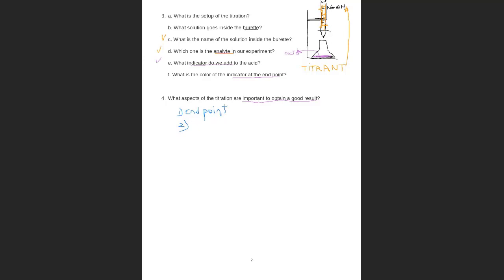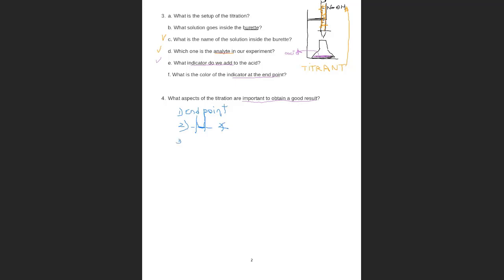The meniscus should be at eye level. If we have the liquid, we read the lowest part of the meniscus, and our eyes have to be at the right level.